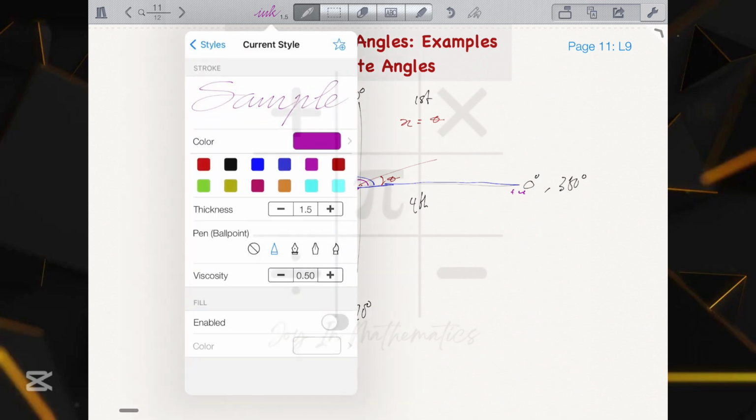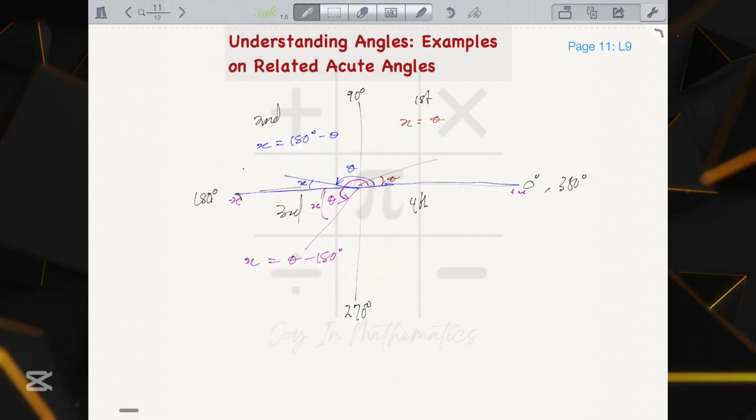And finally, for the angle in the fourth quadrant, we have an angle theta. The related acute angle, let's call this angle x, and we know that x will be equal to 360 degrees minus theta. So this is a simple representation of the equivalent, related, relative acute angle. Whatever word we use, it's correct.